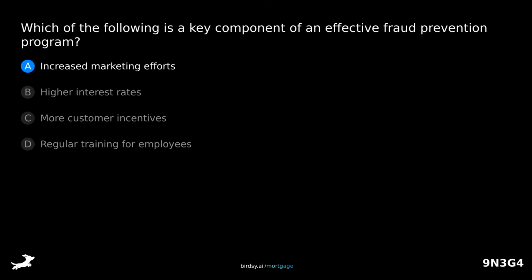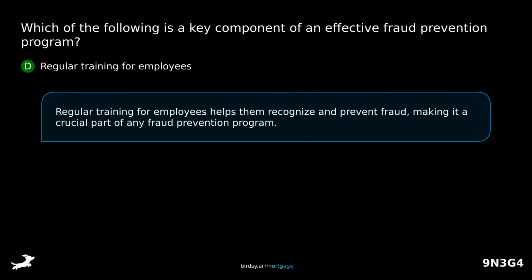Is it A, increased marketing efforts, B, higher interest rates, C, more customer incentives, or D, regular training for employees? The answer is D, regular training for employees. Regular training for employees helps them recognize and prevent fraud, making it a crucial part of any fraud prevention program.